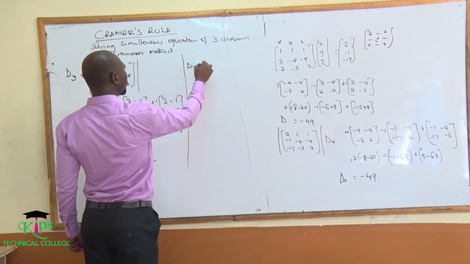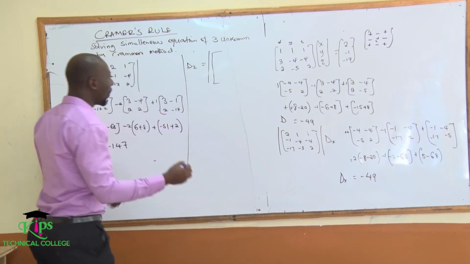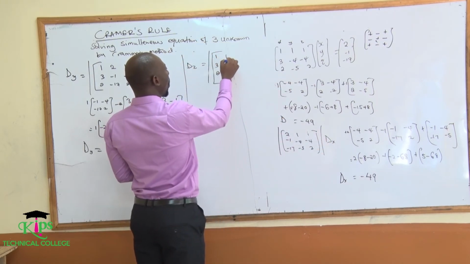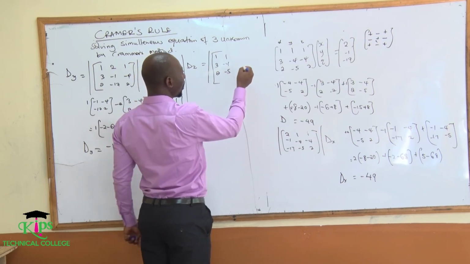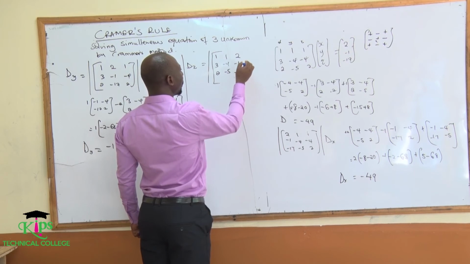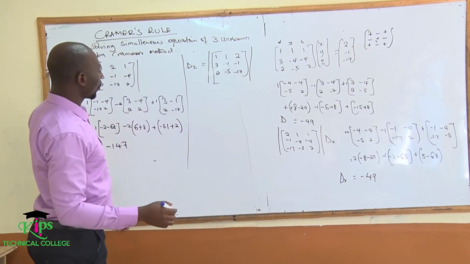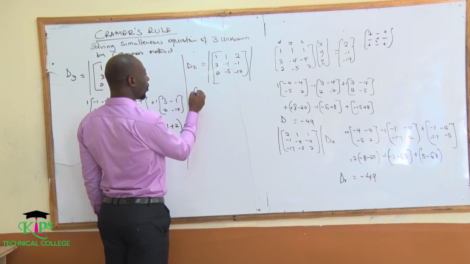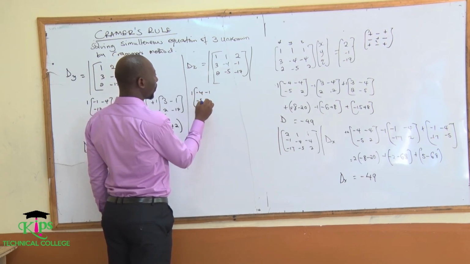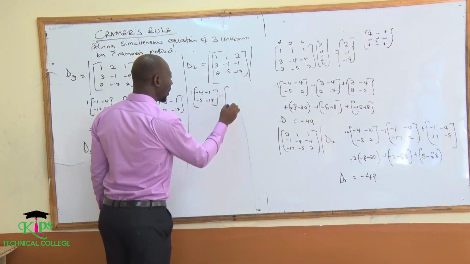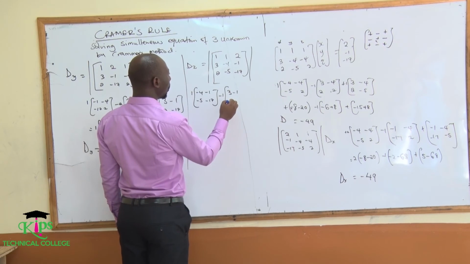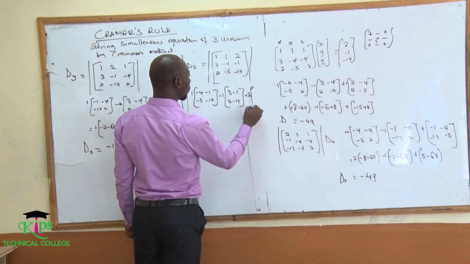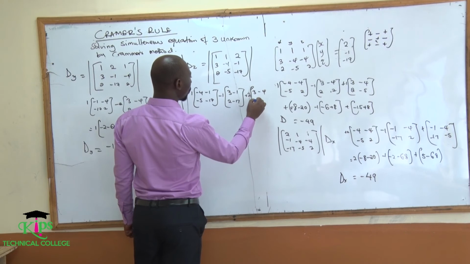D along Z shall be given as the magnitude of the 3x3 matrix formed by replacing the Z column with the output. So the first two columns remain the same, that is 1, 3, 2, 1, negative 4, negative 5. Then the last column changes with the output, that is 2, negative 1, negative 17. Then you get the magnitude of that matrix, which is the same method of getting determinants. That one shall be 1 into the 2x2 matrix formed, negative 4, negative 1, negative 5, negative 17, then minus 1, which is the middle column, into 3, negative 1, 2, negative 17, then plus the last column, that is plus 2 into 3, negative 4, 2, negative 5.